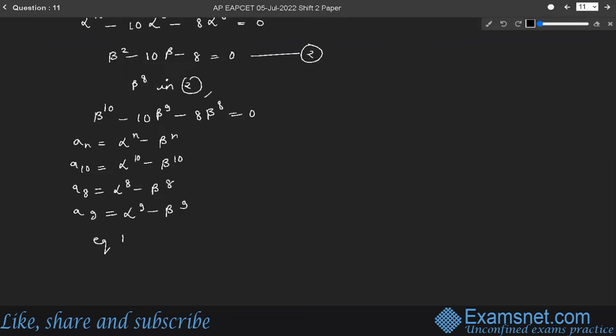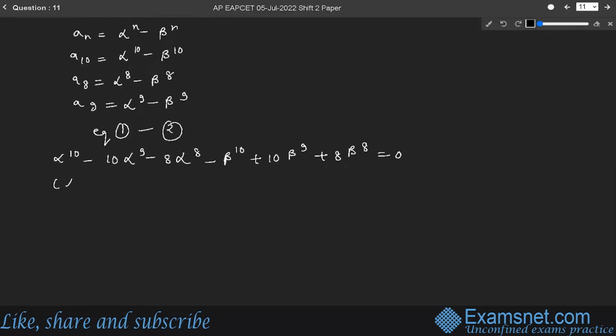So subtracting equation 1 and equation 2, we will get α^10 − 10α^9 − 8α^8 − β^10 + 10β^9 + 8β^8 = 0. So it can be written as (α^10 − β^10) − 10(α^9 − β^9) − 8(α^8 − β^8) = 0.